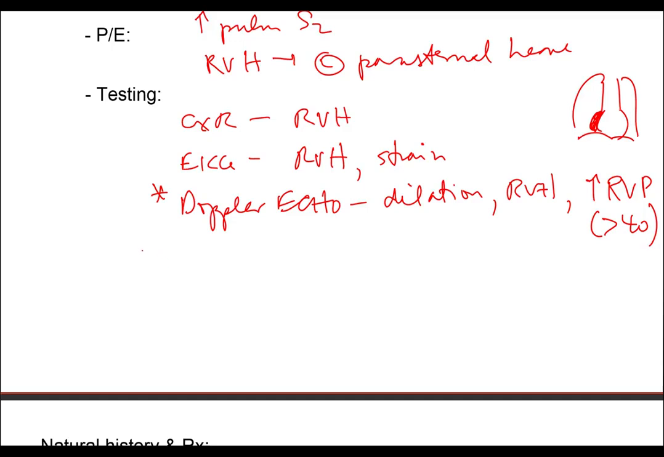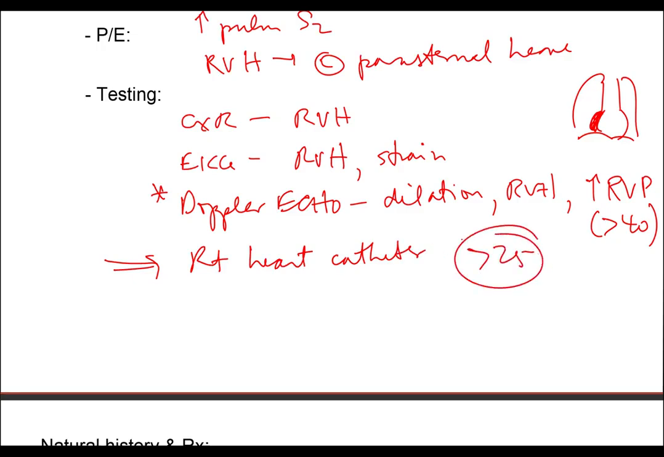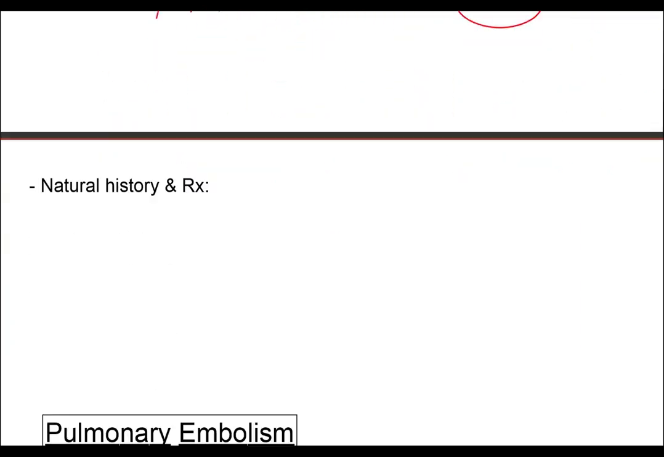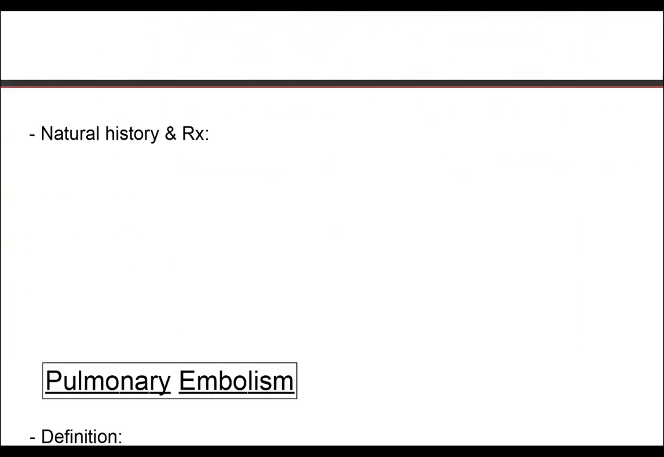But the gold standard is going to be right heart catheterization. And then with your right heart catheter, you can show that the pulmonary artery pressure is greater than 25 millimeters mercury, which is our definition. Well, the natural history is surprisingly grim. If we're talking about pulmonary artery hypertension, formerly the primary type, most of these patients live less than 3 years.